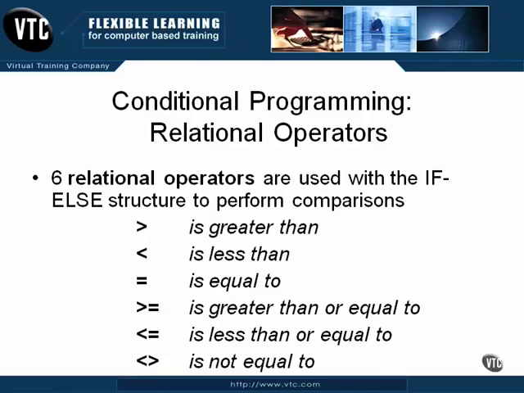When writing if statements in Visual Basic, there are 6 relational operators that you may use in conjunction with the if-else structure to perform comparisons. These 6 relational operators are the greater than symbol, the less than symbol, the is equal to symbol, and then a combination of these 3 symbols, creating the greater than or equal to symbol, the less than or equal to symbol, and then a back-to-back less than and greater than symbol combined, which means is not equal to.